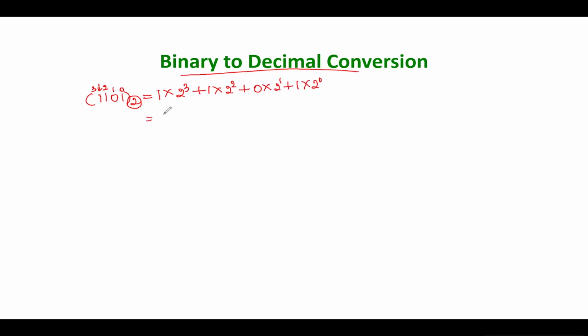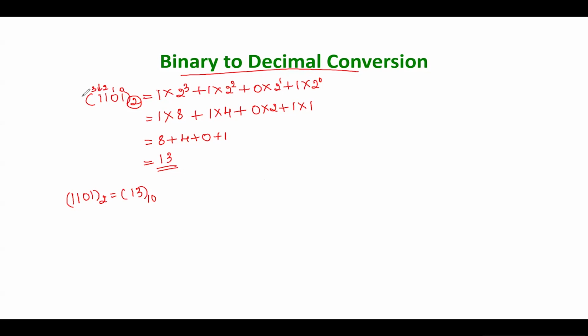Okay, now let us expand this. 1 into 2 to the power 3 is nothing but 8. So 1 into 8 plus 1 into 4 plus 0 into 2 plus 1 into 2 to the power 0, which is nothing but 1. All right. So 1 into 8 is 8 plus 1 into 4 is 4 plus 0 into 2 is 0 plus 1. Hence, I will be getting 8 plus 4 plus 1, which is nothing but 13. Hence, the number 1101, which is in binary, is nothing but 13 in decimal. This is how we convert. Okay, I hope this is clear.